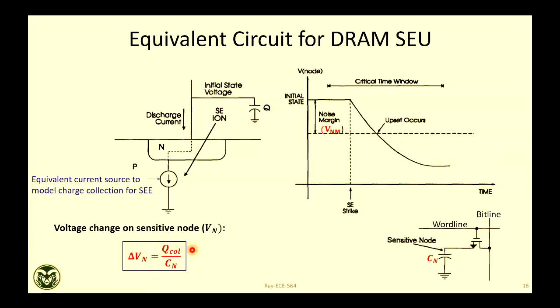So what is the change in the node voltage? The node voltage change is the collected charge divided by the node capacitance. Q equals CV, right? That's the one main equation we learned, not in this course, in school. So this collected charge divided by node capacitance will cause the amount of voltage shift. And the critical charge will be noise margin times the capacitance. If this critical charge is lower than the collected charge, you will see an upset. So that's the condition of an upset for DRAM.